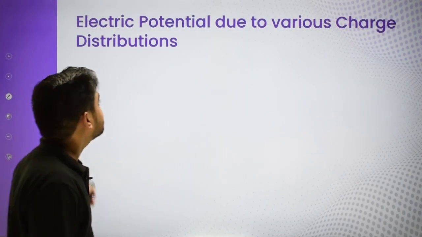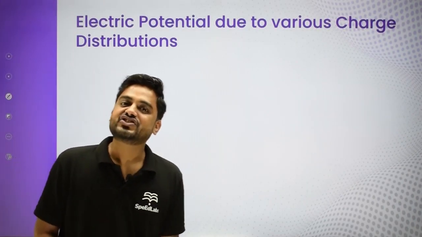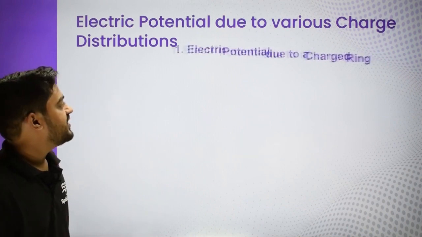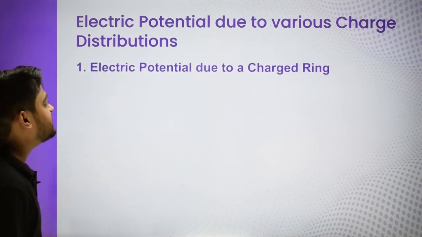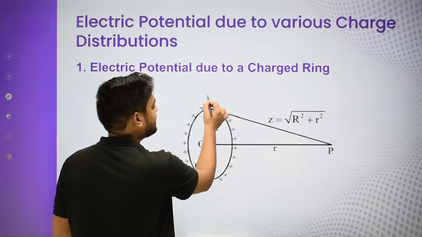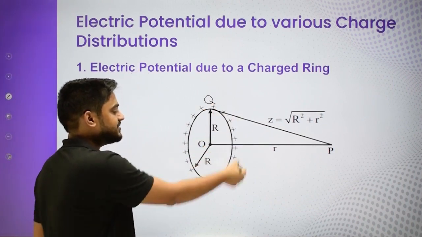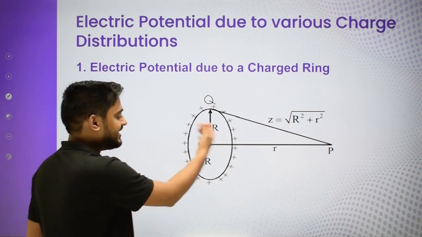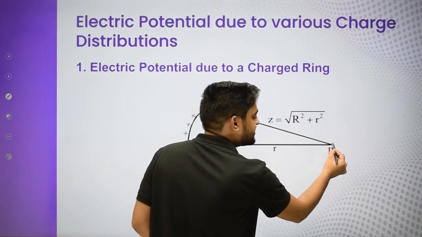Now let us discuss electric potential due to various types of objects and various types of charge distribution. So first is a charged ring. We have a charged ring over here, and the ring has charge Q on it, which is symmetrically distributed over the entire ring. We have to get the potential at this point P.